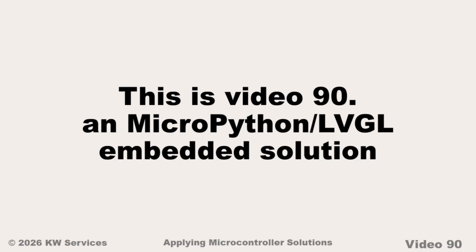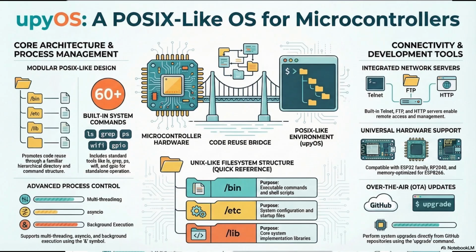This is video 90 on a MicroPython LVGL embedded solution. Well, we found this product, upyOS, that gives us a POSIX-like, really a Linux-like OS environment for microcontrollers like ESP32 and the Raspberry Pi. Let's take a look at it.